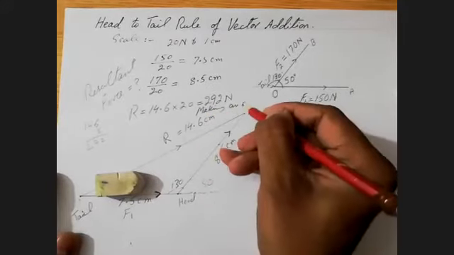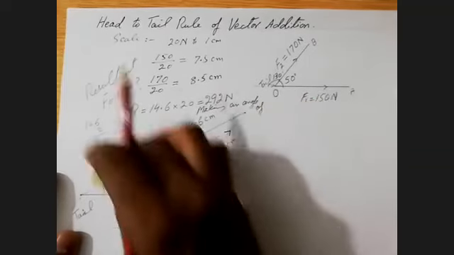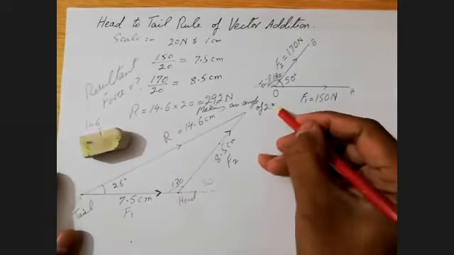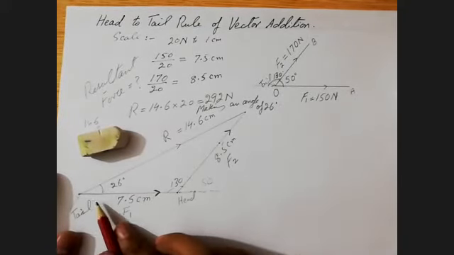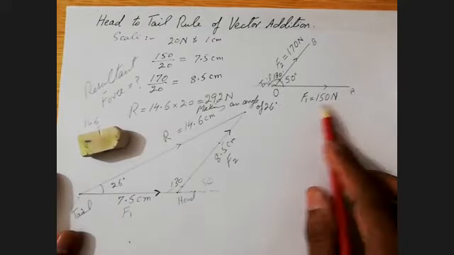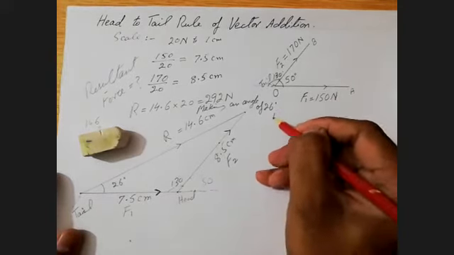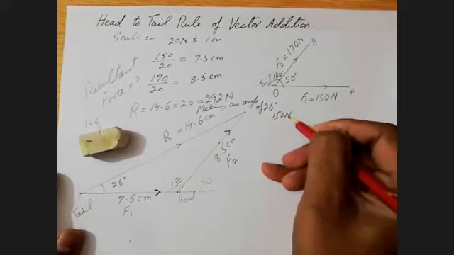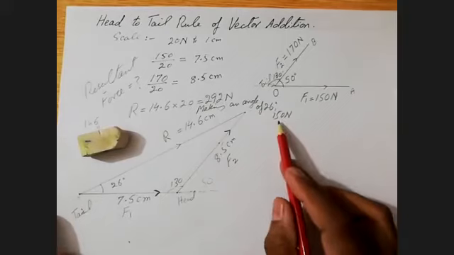292 Newton making an angle of 26 degrees. Now, with which force is this 26 degrees being made? With the force F1. F1 is 150 Newton. Okay, making an angle of 26 degrees with the force of 150 Newton.